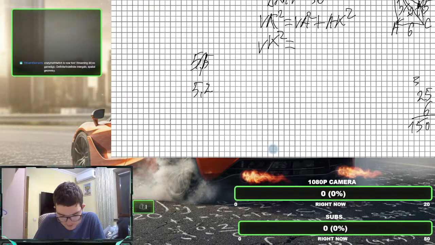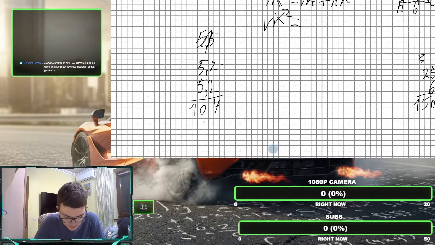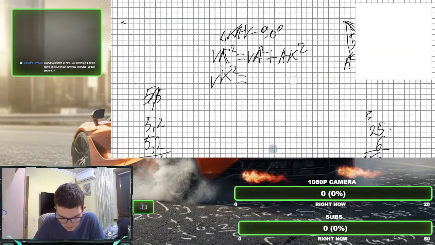5.2 times 5.2, that is first 4, then 10 here, then it's 10 again, and then it's 26 here. So it's 2704. And as it is 2704, can I solve it?